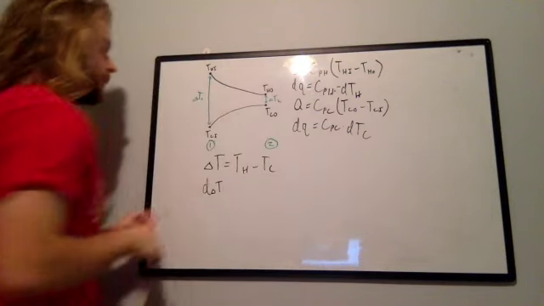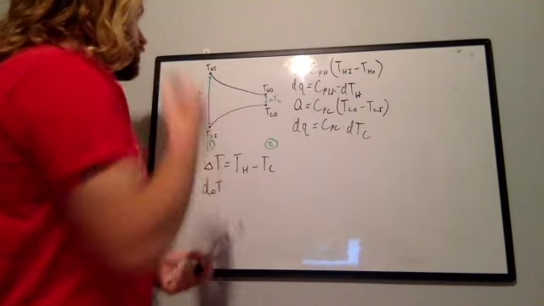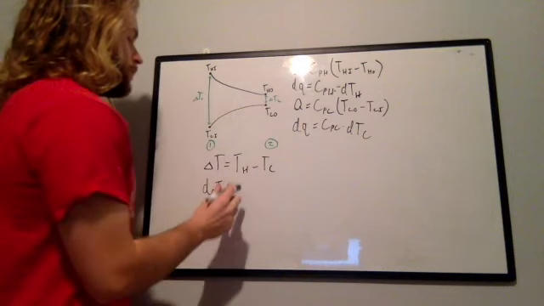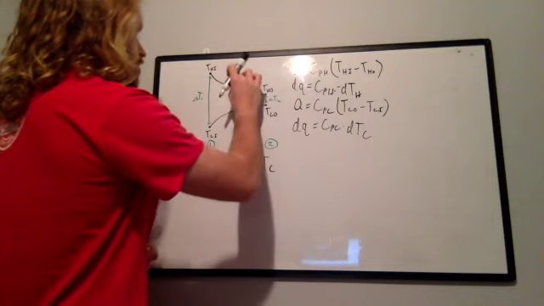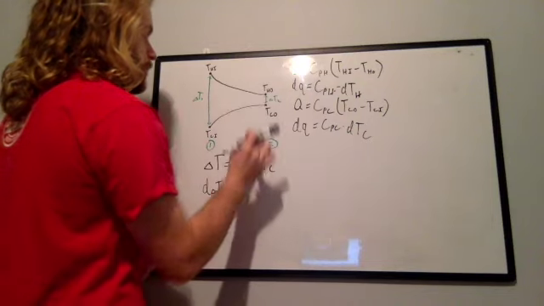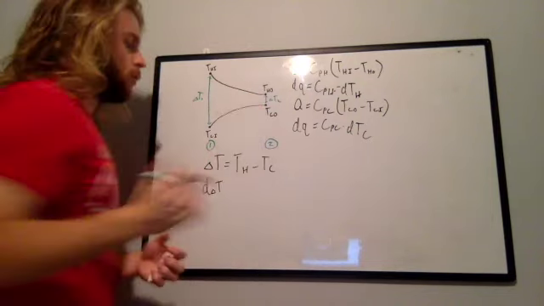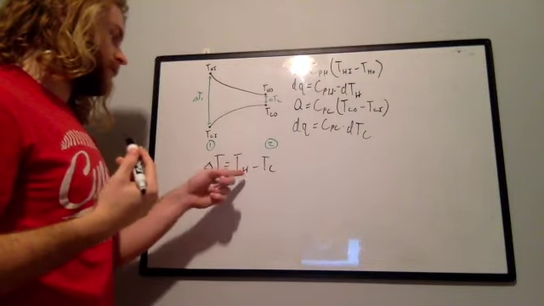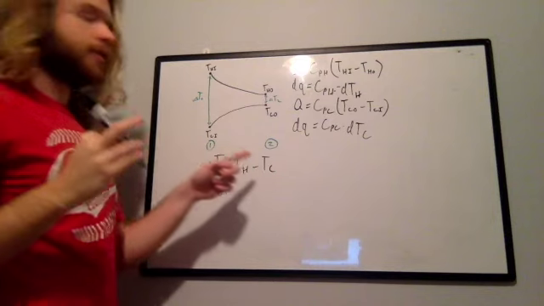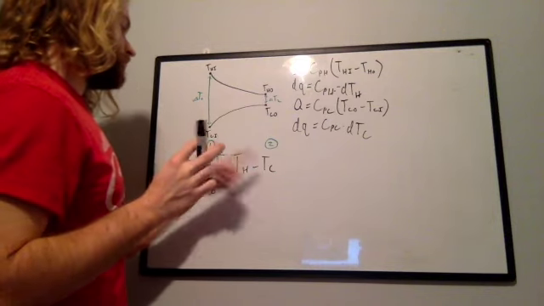All right, and d delta T is pretty much just going to be the difference between how the temperature is changing in the hot channel minus how the temperature is changing in the cold channel, right? So these are pretty much just going to be some simple derivatives right here. We're just going to say this is going to be dTH minus dTC.